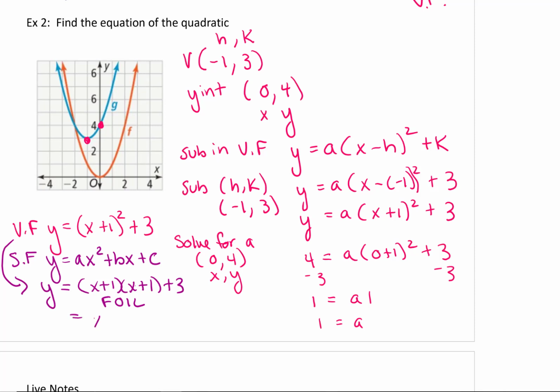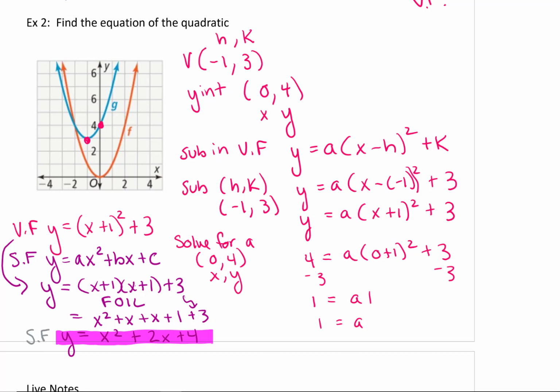X times x is x squared, that's our first. O stands for outer, x times 1. I stands for inner, 1 times x. And L stands for last, 1 times 1. And then don't forget to carry down this positive 3. And then we're going to collect like terms. So we get x squared plus 2x plus 4. And now we've converted our answer into standard form.